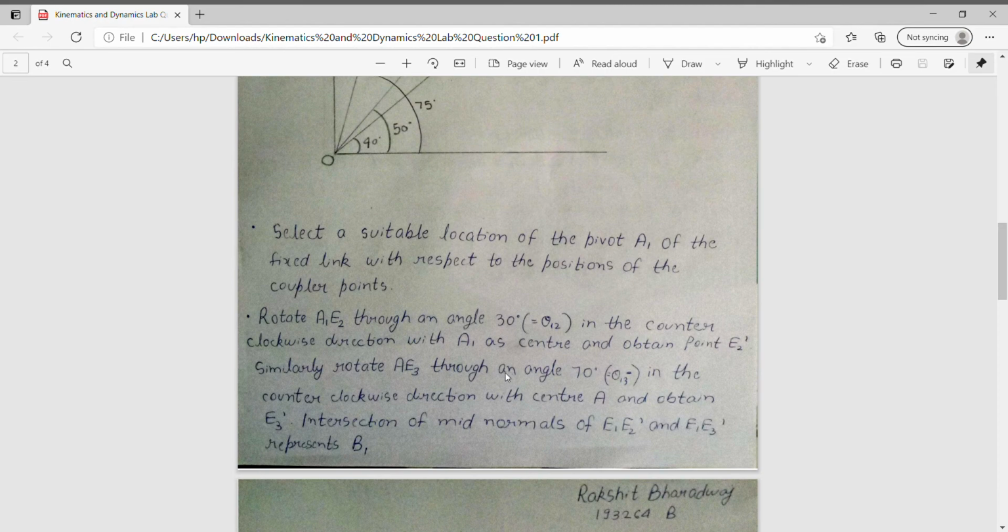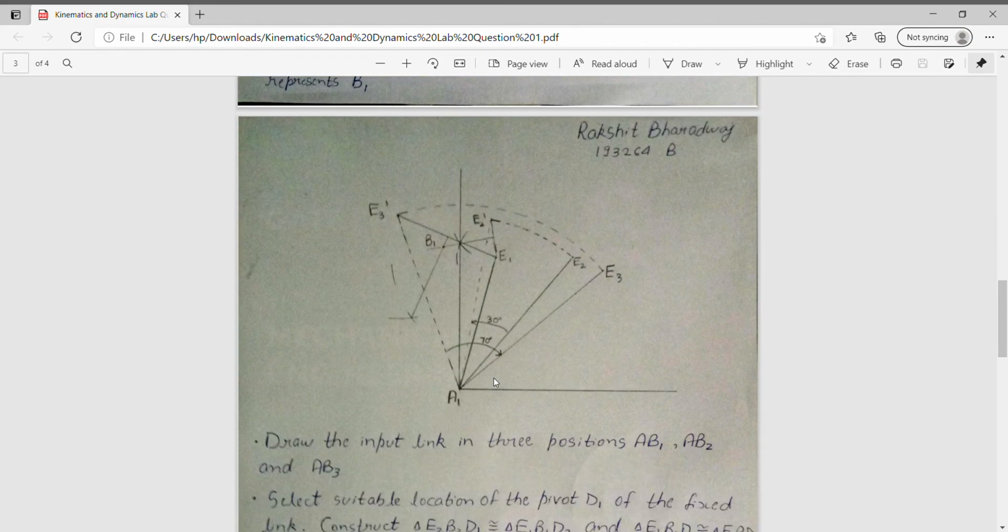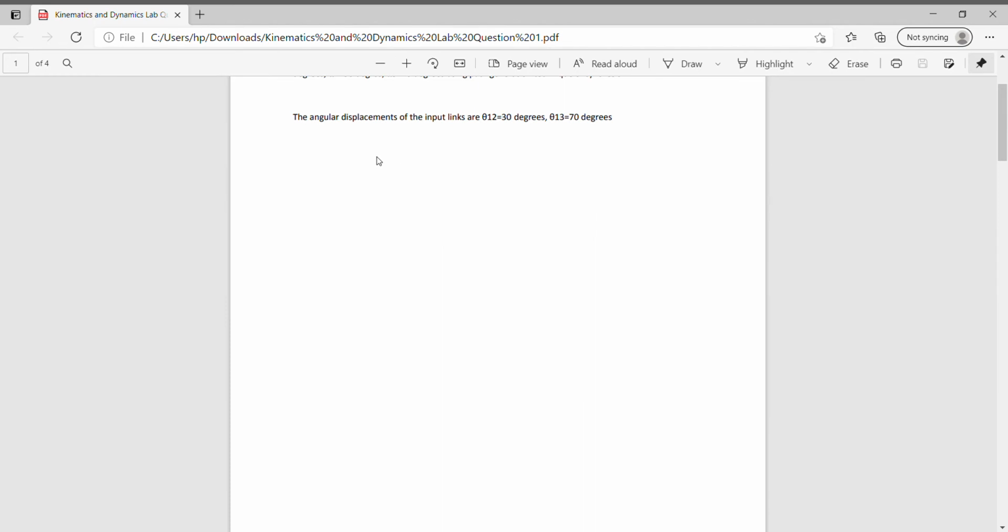Similarly, we will rotate A1 E3 through an angle of 70 degrees in the counterclockwise direction with center A1 and obtain E3 dash. Here we have A1 E3 drawn from the first step. We will rotate it in a counterclockwise direction about A1 to obtain point E3 dash. The angle of rotation is 70 degrees. By doing this, we'll get points E2 dash and E3 dash. Here 30 degrees is the angle theta 12 and 70 degrees the angle theta 13 as given in the question. Here the angular displacements of the input links are theta 12, 30 degrees, and theta 13, 70 degrees.